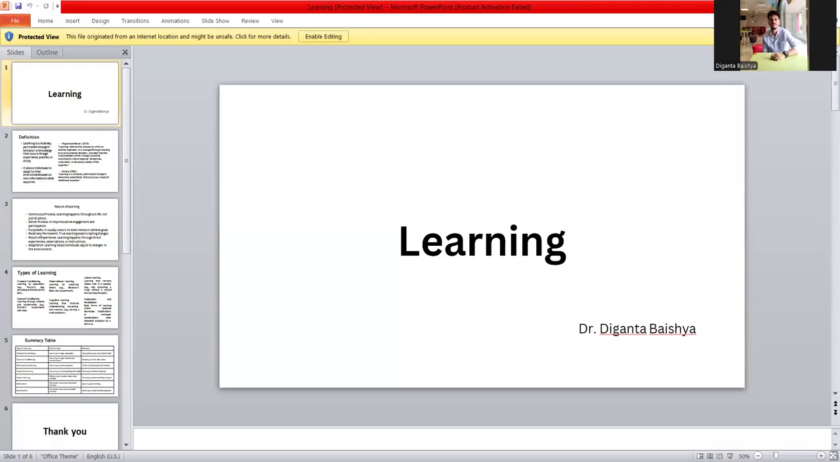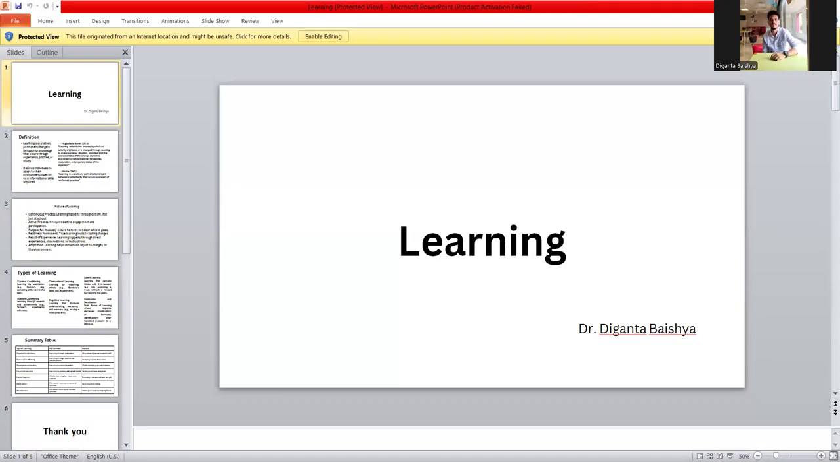Let's move forward. Now we'll be learning about the nature of learning. Learning is basically a continuous process. It happens from birth and continues throughout life. Learning does not stop after formal education. Experiences constantly modify our behavior. The second point is that it is an active process. Learning demands active engagement involving attention, memory, motivation, and practice.